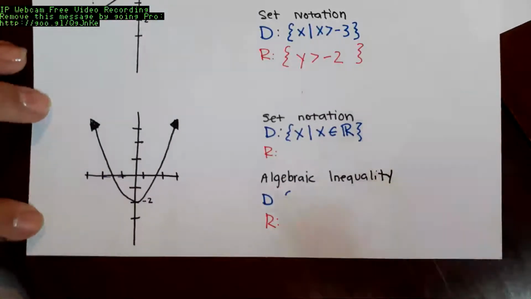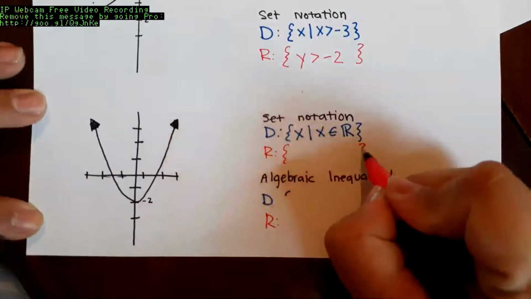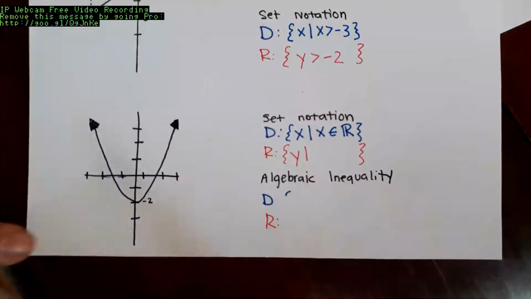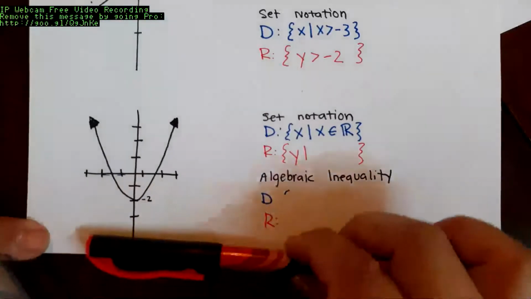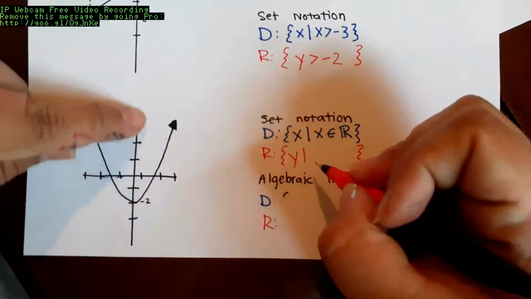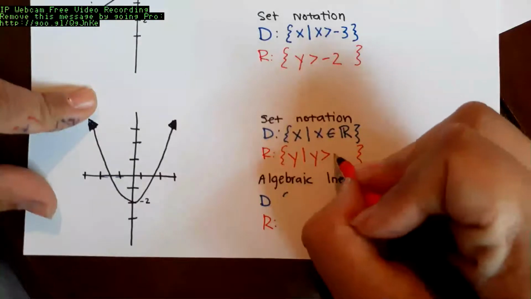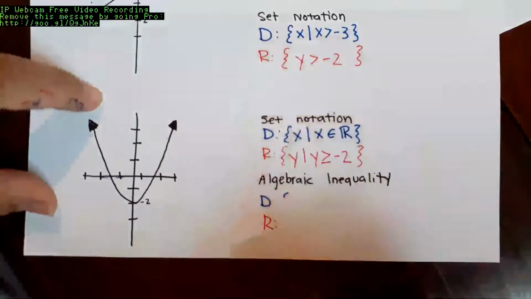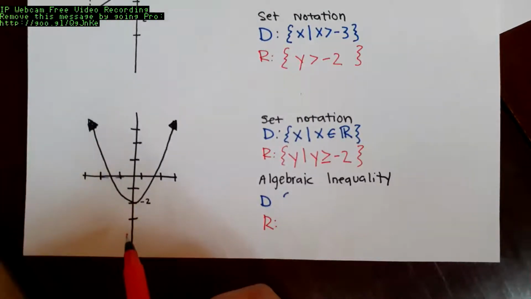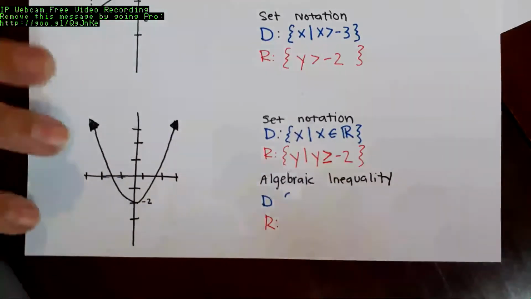So for my range, that's a little different. I'm going to write my curly braces, for all y's such that. And I see as I scan from the bottom up, I'm going to start from -2 and keep on going forever. So I'm going to say my y is greater than or equal to -2. Now since this is a solid line, that's another way of saying a closed circle. So that's why this one is greater than or equal to.